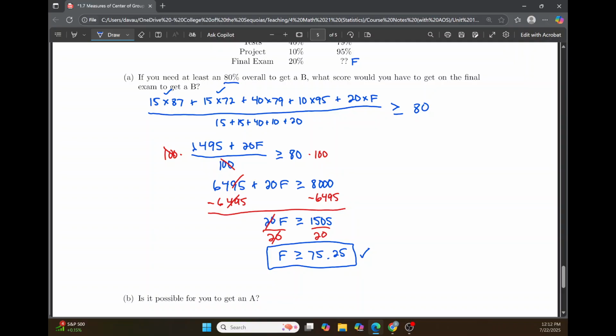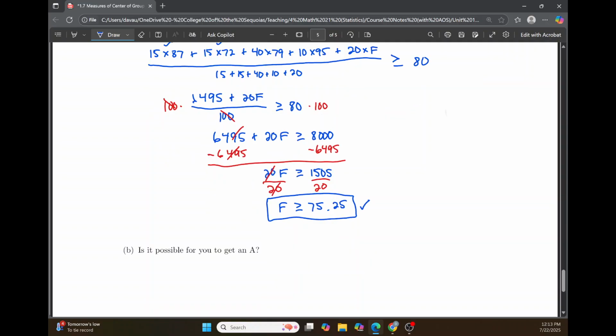Well, let's see. In order to make that happen, we would just repeat exactly what we did in part A, only instead of an 80 here, we would put a 90 here, right? So in order to get an A, you need your final score to be greater than or equal to 90. So if we repeat this with a 90, I'm just going to do exactly what I did before and replace that 80 with a 90 to see if it's possible to get an A.